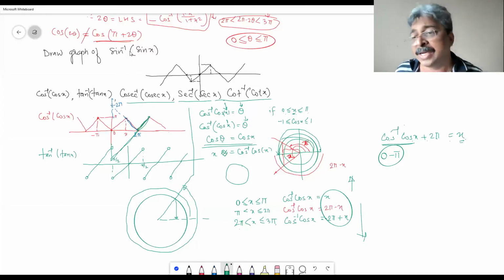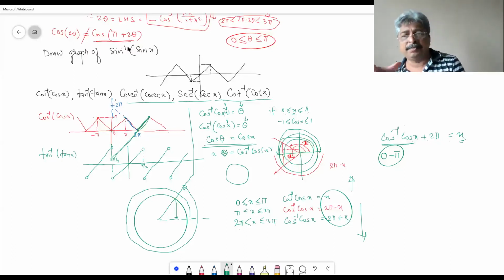You have realized that I am also thinking on the spot and explaining it to you. So sometimes it goes wrong, but I have not mugged it up. I have understood it. Therefore, it takes time. But thinking is most important in inverse trigonometric functions.